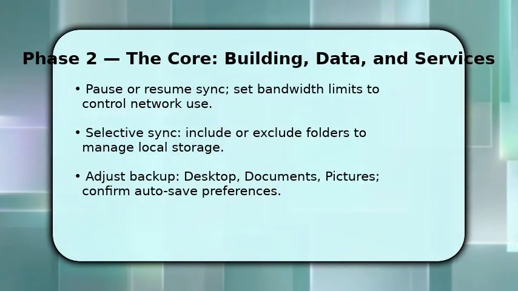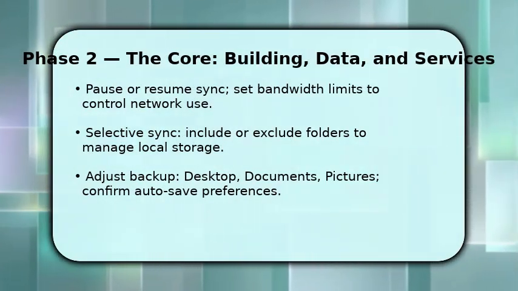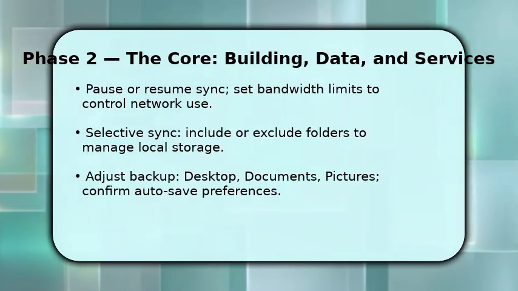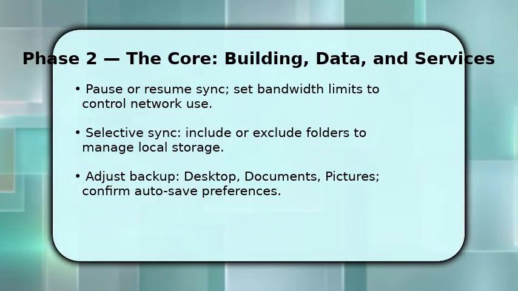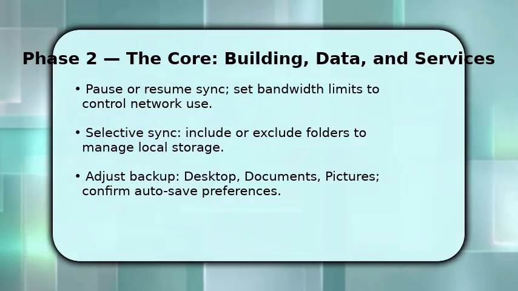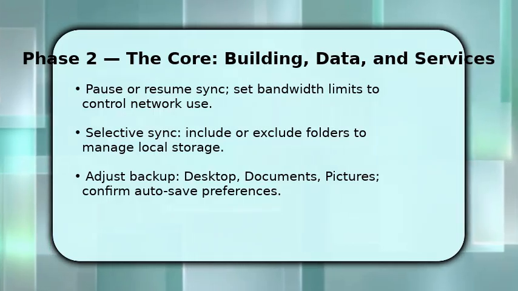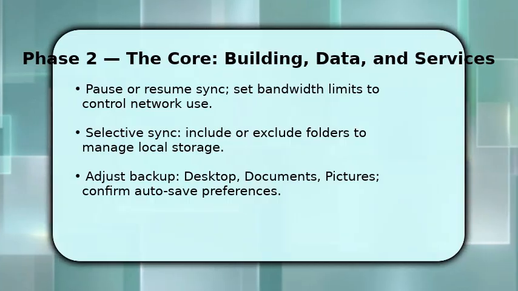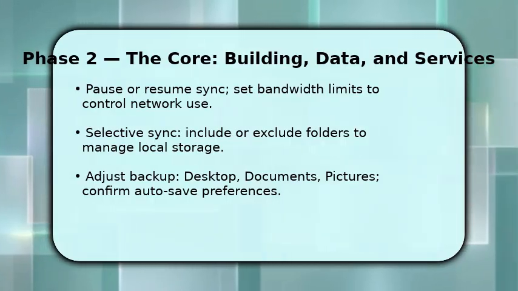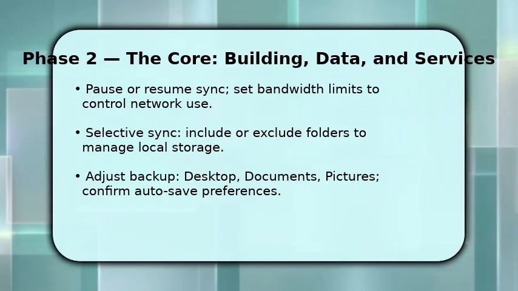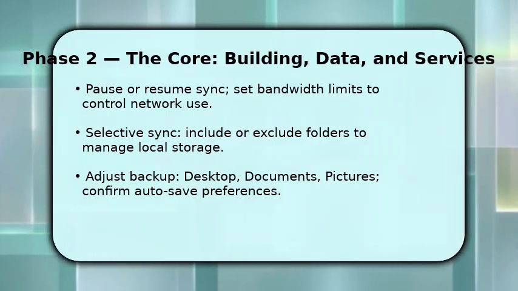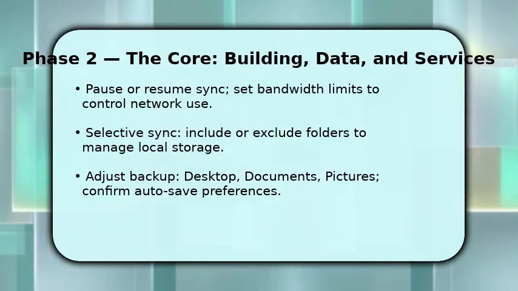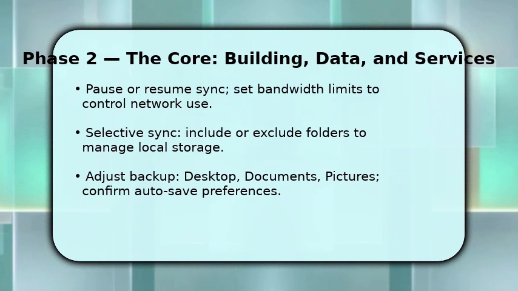Once OneDrive is running, you'll manage how and what it syncs. Right-click the OneDrive icon and open Settings to pause or resume sync and to set upload and download limits, which prevents bandwidth spikes. Use Choose Folders to control selective sync so only needed folders mirror locally. Also enable PC folder backup for desktop, documents, and pictures so key files autosave to OneDrive. This protects work and keeps cloud copies current while saving you manual uploads.